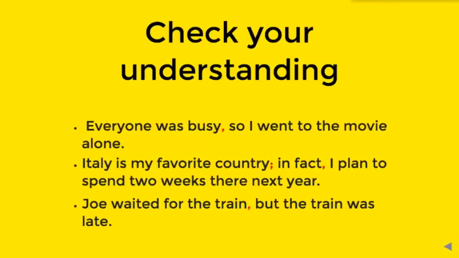In the third sentence, Joe waited for the train, but the train was late. Joe waited for the train is an independent clause, but is a conjunction, so we use a comma in front of that. The train was late is another independent clause.